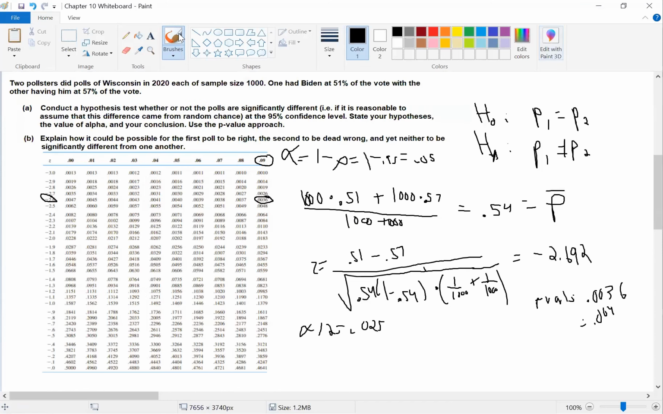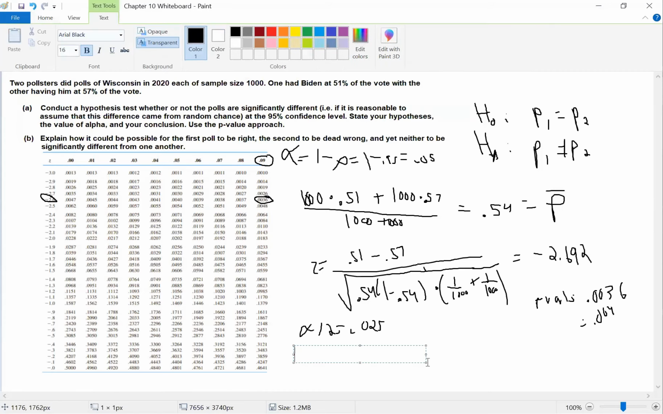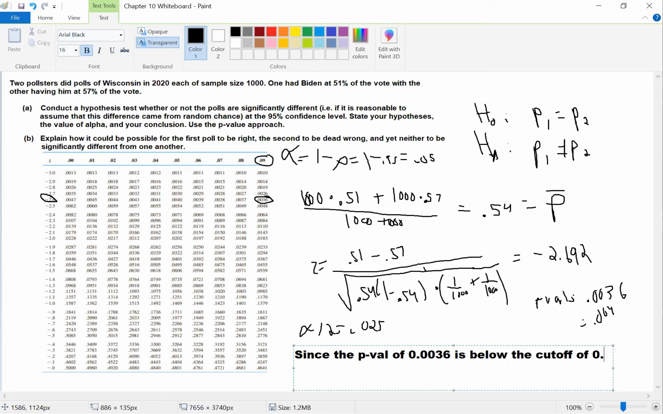Now our conclusion: the polls are significantly different. So if you wanted to write this down, you would say that, well, actually, I just said that part. Since the p-value of 0.0036, you can put that or 0.004, I'd take either, is below the cutoff of 0.025. If you put 0.05, that'd be wrong.